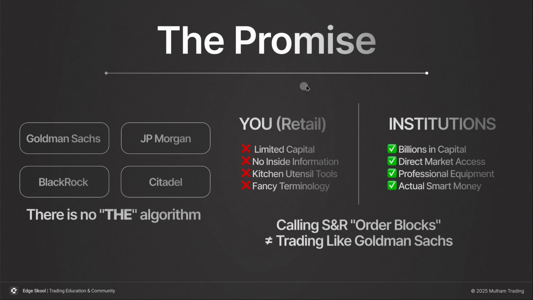So we are still retail, we have limited capital, we don't have insider information, and we're just using fancy terminology for that. However, institutions have billions in capital, direct market access, and a lot of professional equipment. We cannot call support and resistance levels or break and retest an order block. That is not going to work. So we need to forget about this way of thinking from the beginning.